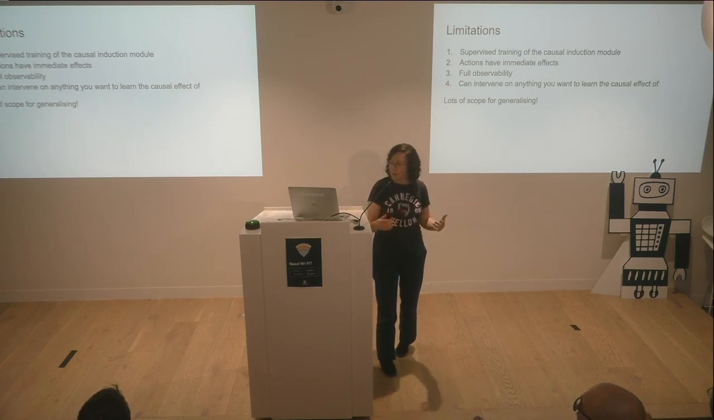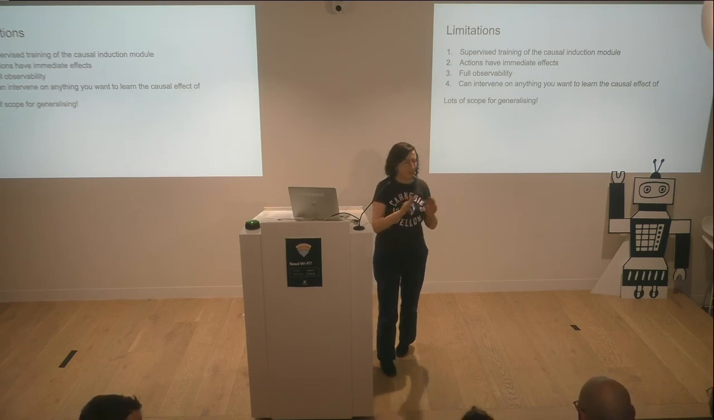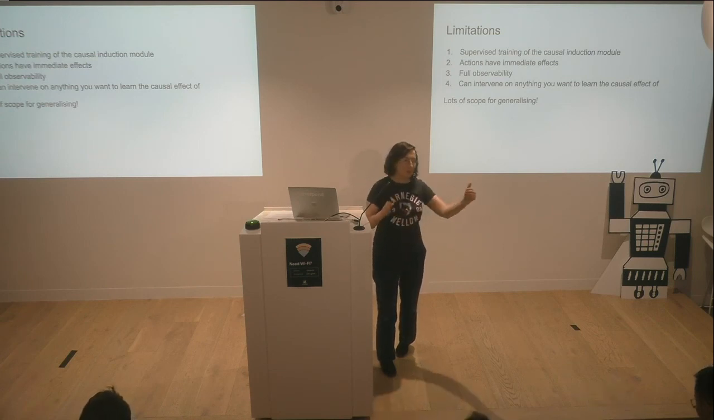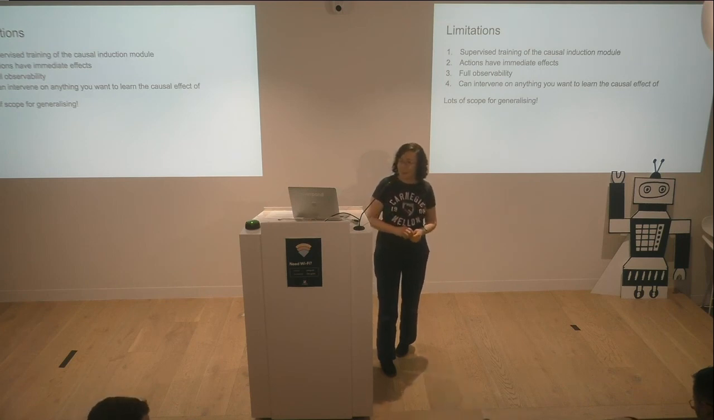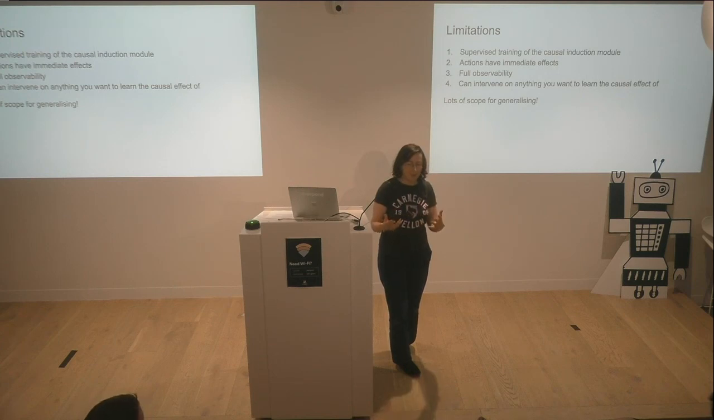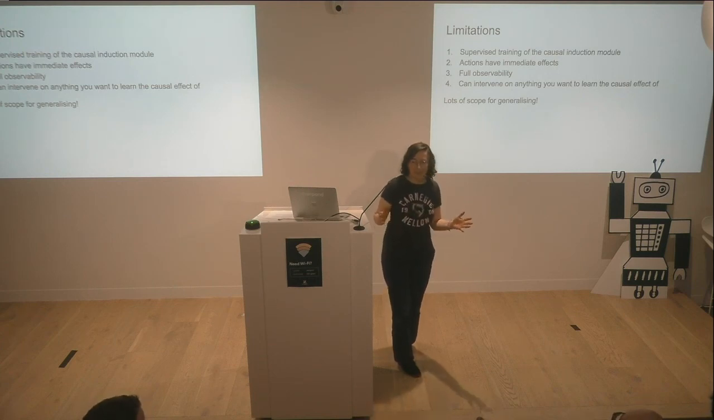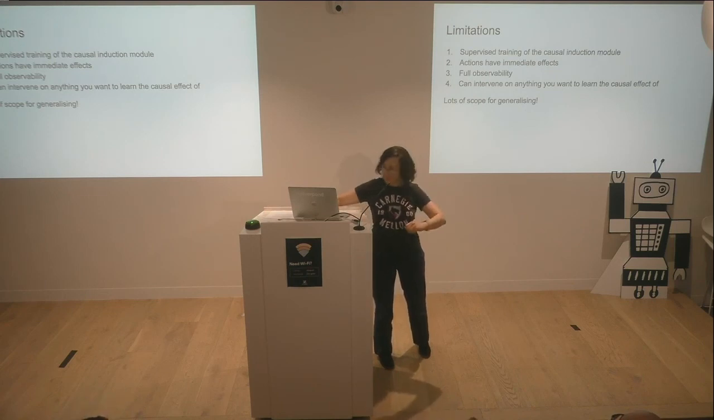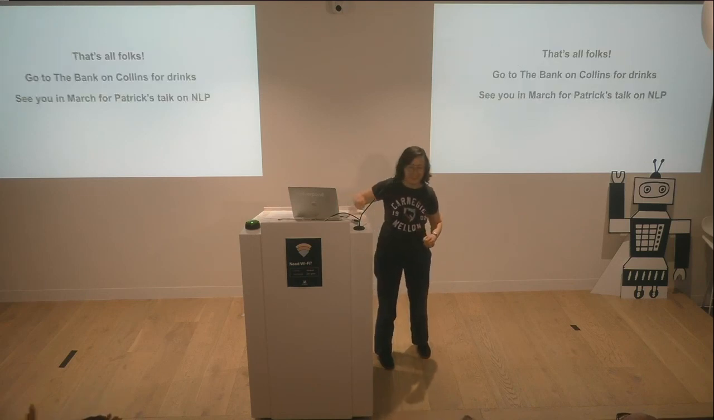Bit easier to generalize is the fact that all of the actions have to have immediate effects because they rely on the difference between one image and the next to see what the effect was. They have to be able to see the whole house at once, full observability, and they can intervene on anything that they want to learn the causal effect of. So I think all of that could be generalized, and it's exciting to see if anyone will do it. And that is all.